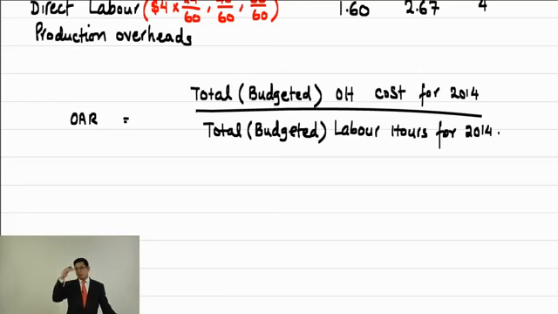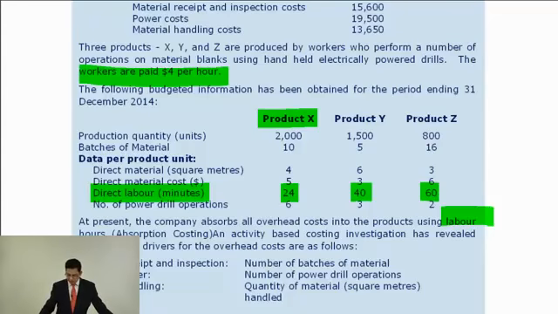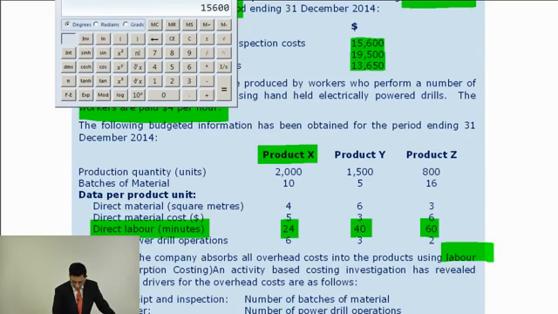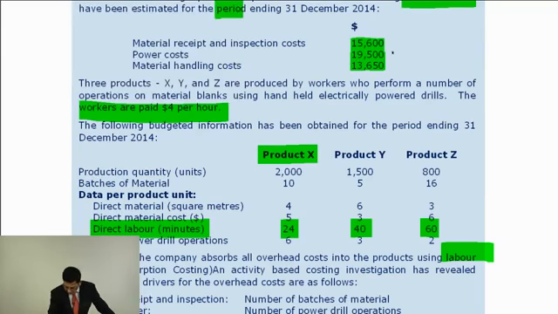Okay, now let's pick the numbers one by one. First of all, the top, or numerator, budgeted overhead cost. Overhead cost is given here, in the very first paragraph. We just need to add them together: 15,600, 19,500 and 13,650, in total $48,750. Is that okay? Remember, in absorption costing, we believe in total results for the organization, not individual activities. Okay.